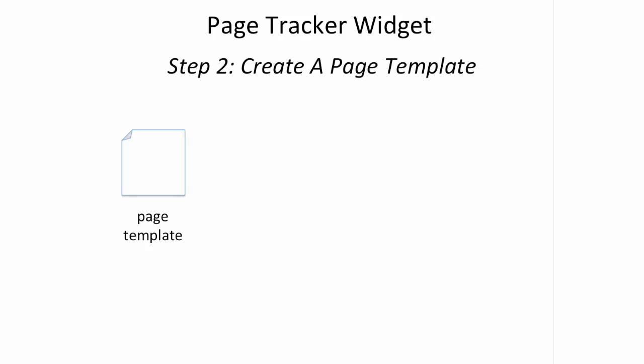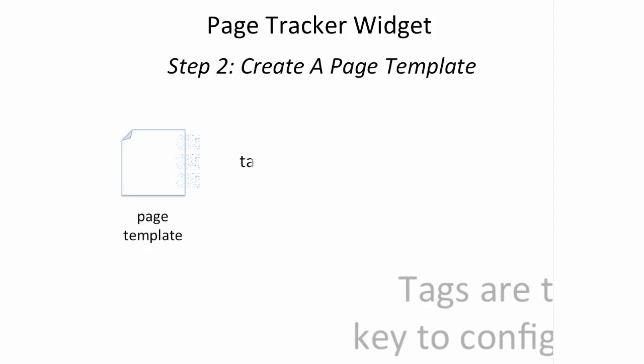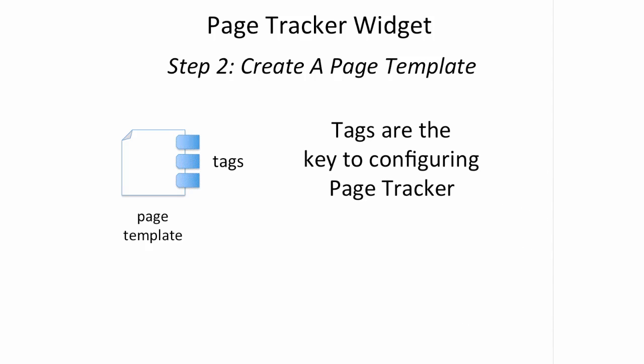Once you have that mental model of what you want the page tracker widget to look like, the first thing you want to do is make it simple for your users to create those pages. And to do that, we use page templates. And the key to those page templates is setting up the tags that you want on the page. So the tags represent the columns or help group those pages into the columns that you see in the widget.